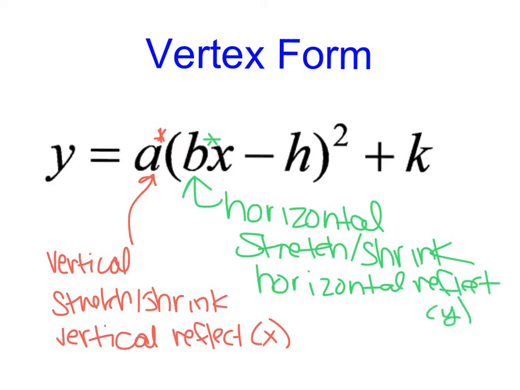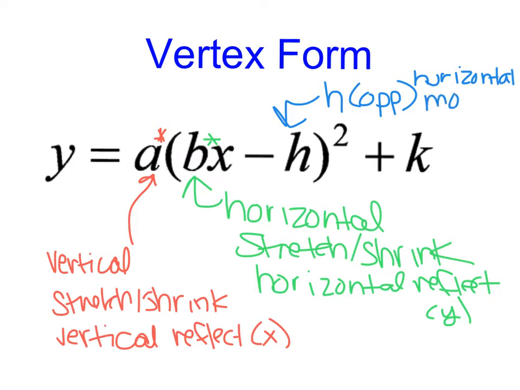Then here inside of the parentheses with x being added or subtracted is our h value. Remember, h is working opposite of what we expect, and h is going to be our horizontal movement. And again, note this subtraction is reminding us that it works the opposite of what we expect. And then from here we have our k value, which is our vertical movement. So that's how we move up and down.